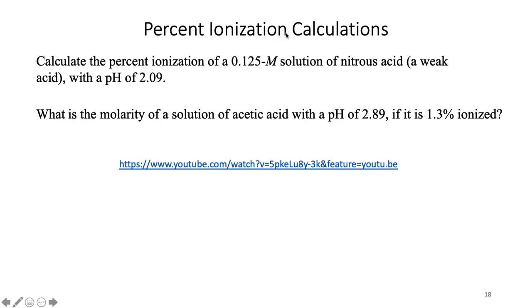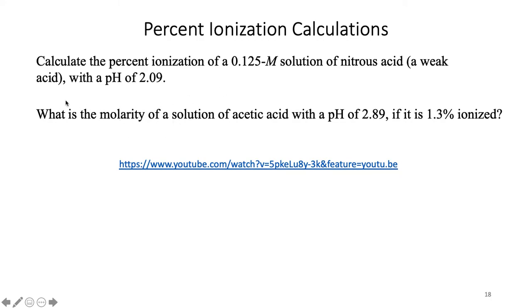These are percent ionization calculations, where you have to calculate the percent ionization given the initial concentration of the acid and the pH. We can use the pH value to calculate the H3O plus concentration. And remember, the percent ionization is given as the H3O plus divided by the initial concentration of your acid times 100. Once again, you can click on that and it will take you to the video that shows you how to work these problems.